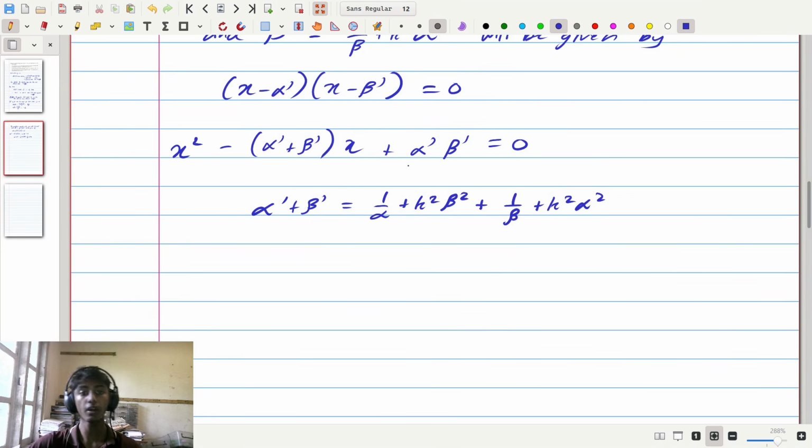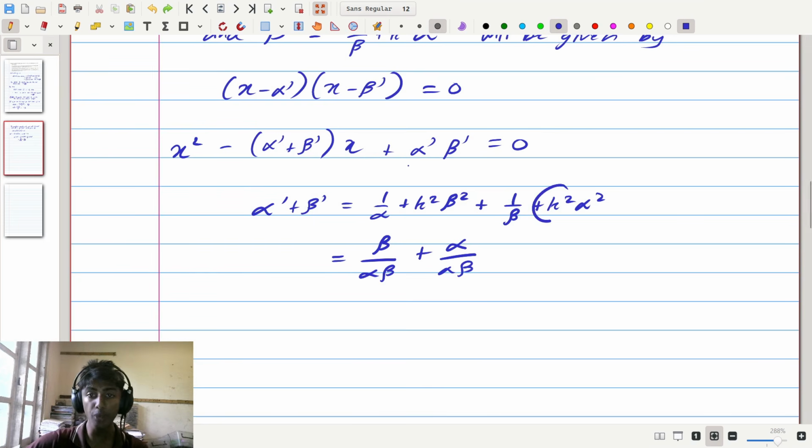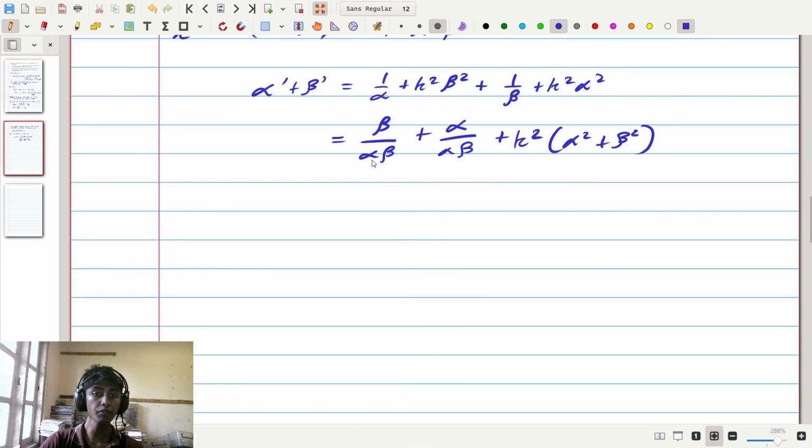To simplify this, I'm going to take the 1 over alpha and 1 over beta terms together and write them each with a common denominator of alpha beta. So 1 over alpha becomes beta divided by alpha beta, and 1 over beta becomes alpha divided by alpha times beta. For the other two terms, I'm going to factorize out the common k squared and write them as plus k squared times alpha squared plus beta squared. With a little more simplification, the first two terms can be written as alpha plus beta divided by alpha times beta.